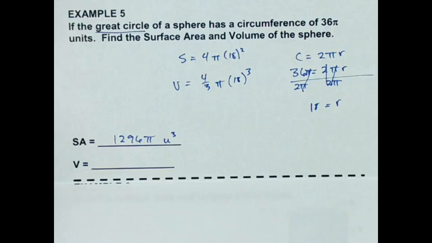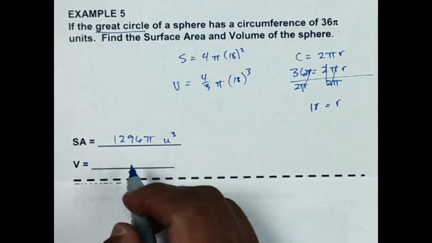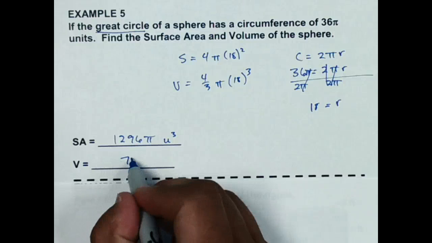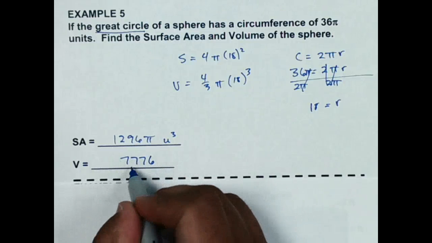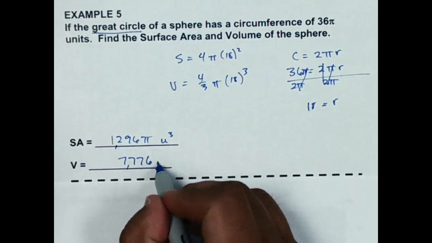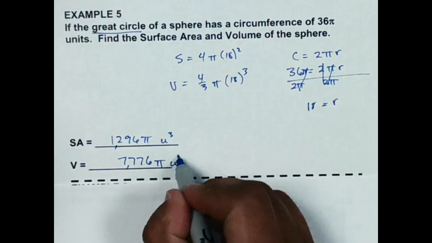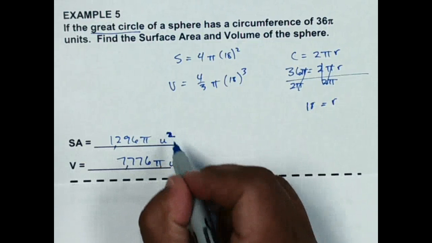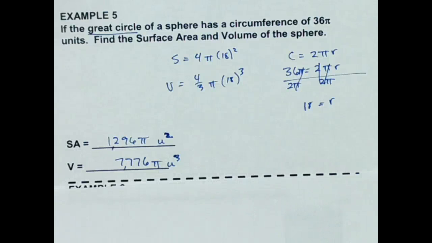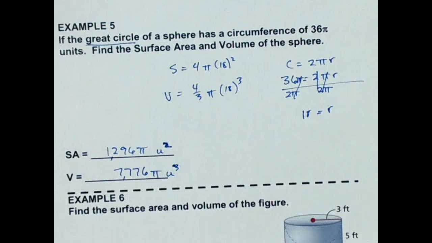And let's do the other one. 4/3 of 18 cubed comes out to be 7,706 pi units. Oops, the previous one should be squared. This one will be units cubed. All right.